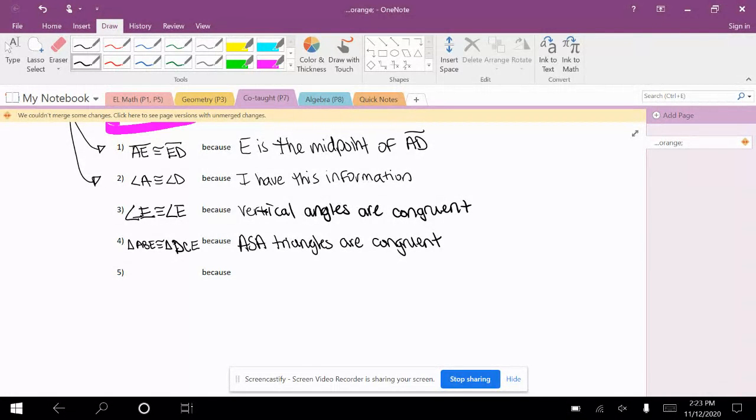So angle, side, angle tells us that these two triangles are congruent.